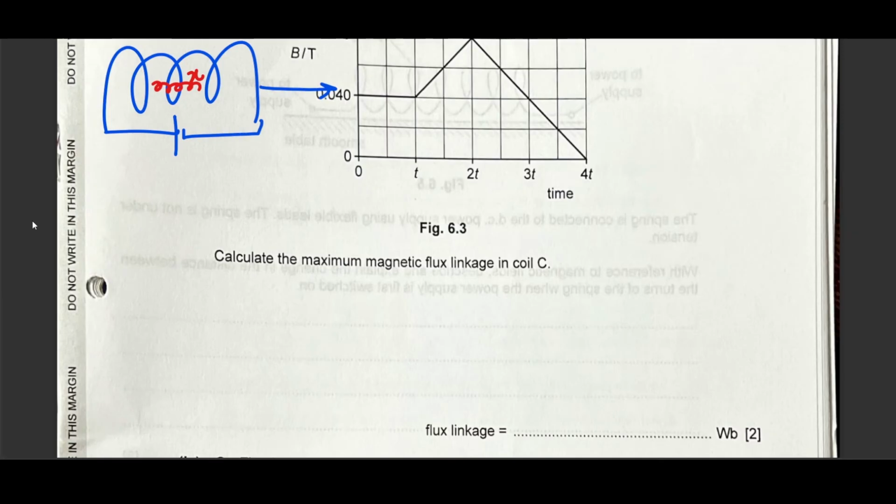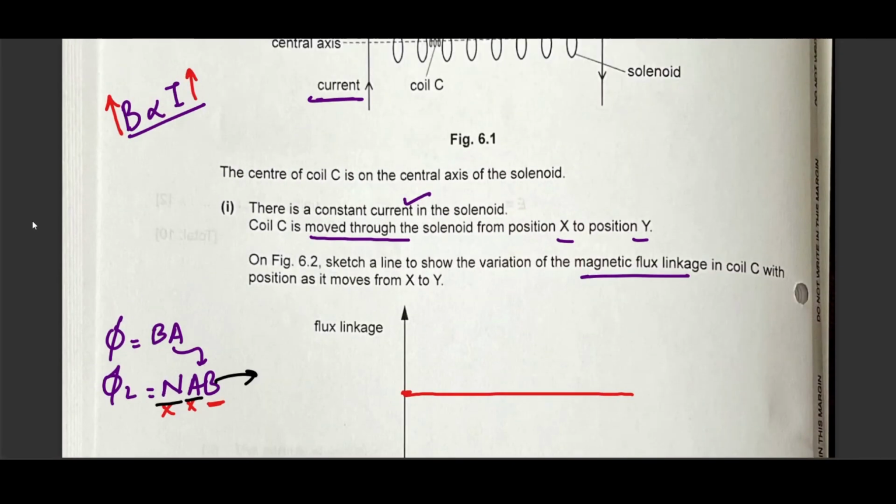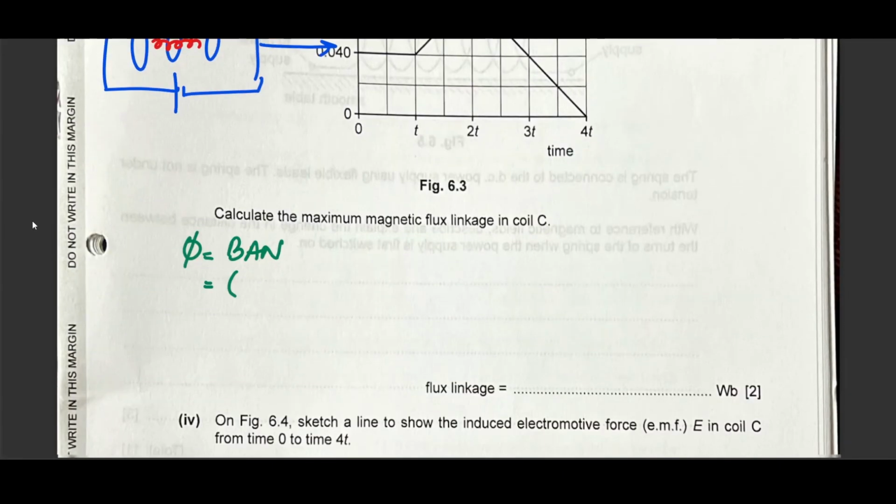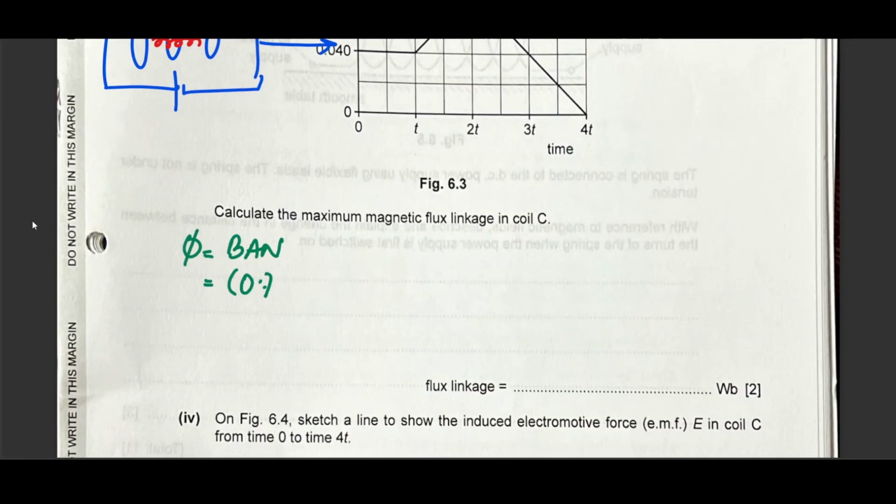He says calculate the maximum magnetic flux linkage. Now, the maximum magnetic flux linkage is phi equals BAN, right? And for the cross-sectional area, we do definitely have a value in the previous part as 0.71, and the number of turns are 64. So 0.71 will be the cross-sectional area divided by 100 squared to convert it into meter squared, and then we have the number of turns as 64, right?